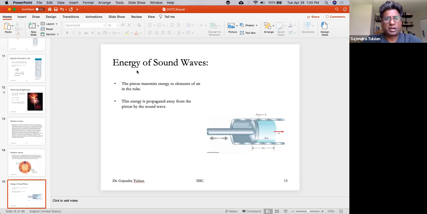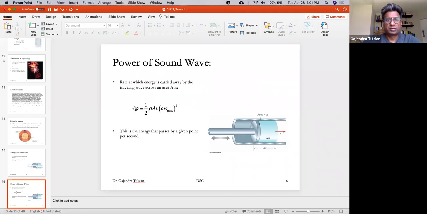Okay, now we saw that all waves carry energy. So sound waves carry energy as well, and we are interested in how much energy is carried by the waves. So here's how the sound wave is produced. This piston is oscillating back and forth, and that's what's pumping energy into the medium, and that energy travels with the wave.